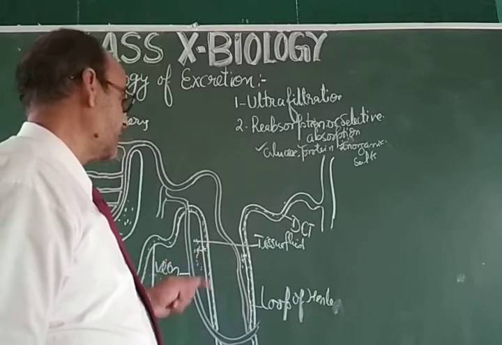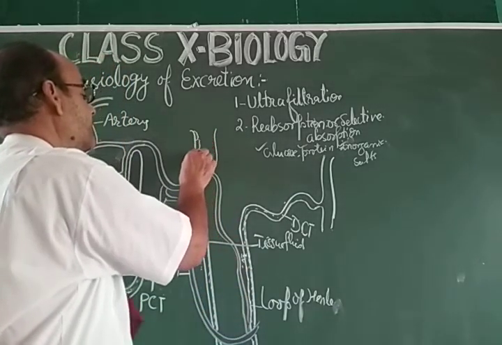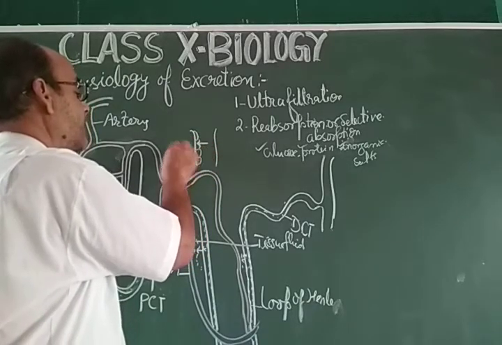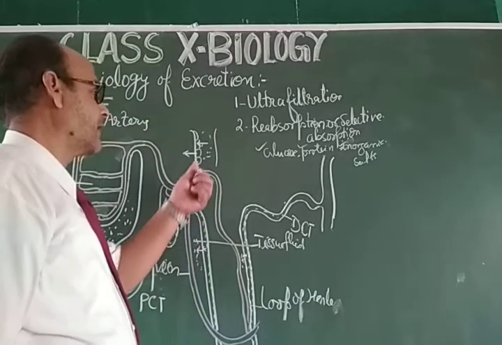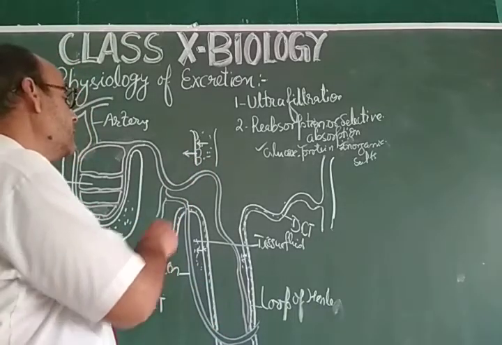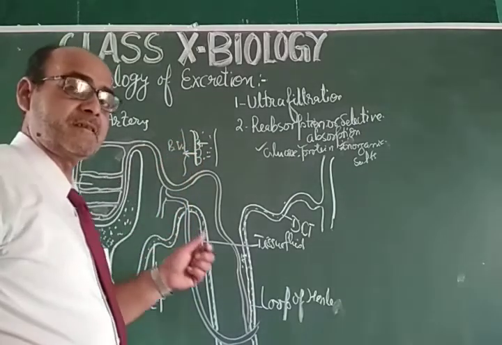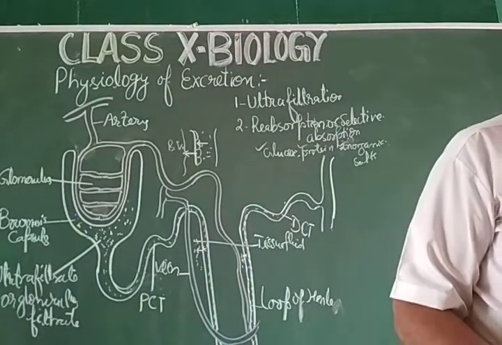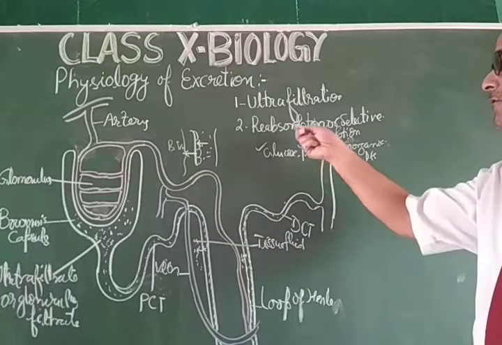Means these tubule cells, suppose this is the tubule and the cells inside it, they absorb the nutritional material and they secrete outside. This is called selective reabsorption or reabsorption, and they secrete it out so that the blood vessels will be able to absorb it. Blood vessels. So this is called the tubular secretion or selective reabsorption. So this phenomenon is completely called the process of reabsorption.